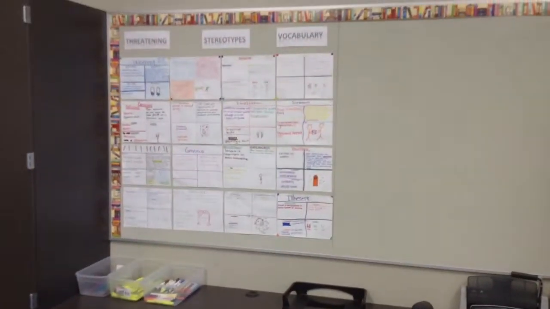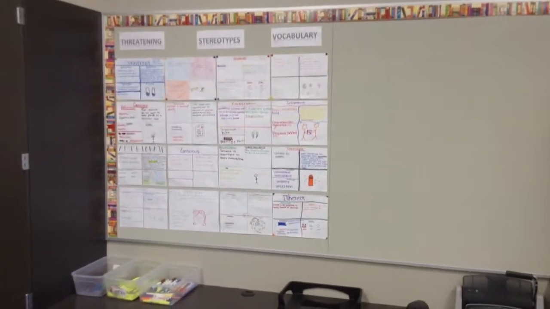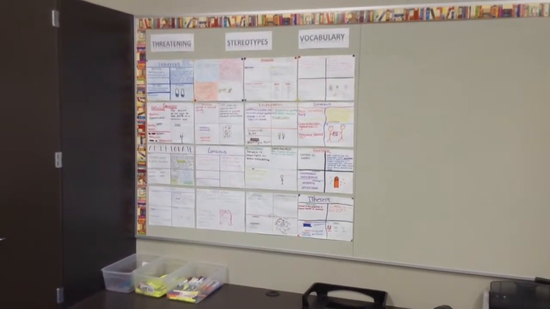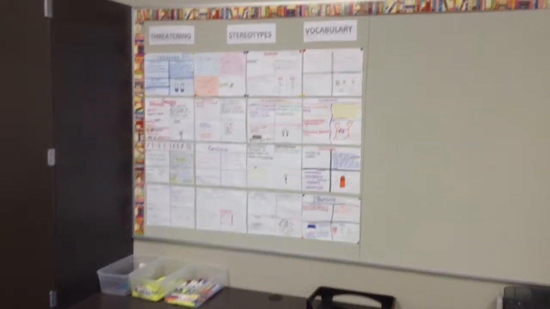I also have some more student work up here. I still need to fill out that right side of the board, but this is from a unit we just did on stereotypes. Students were working on defining key vocabulary words in that unit.